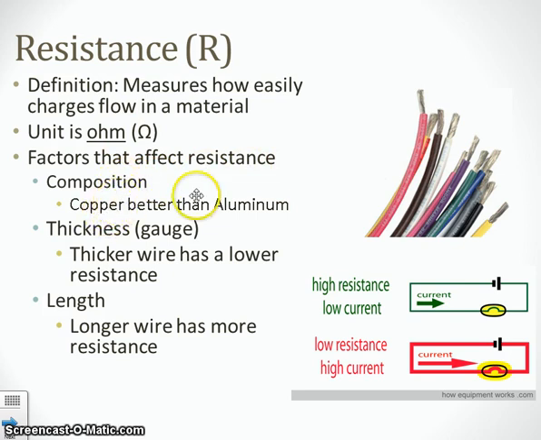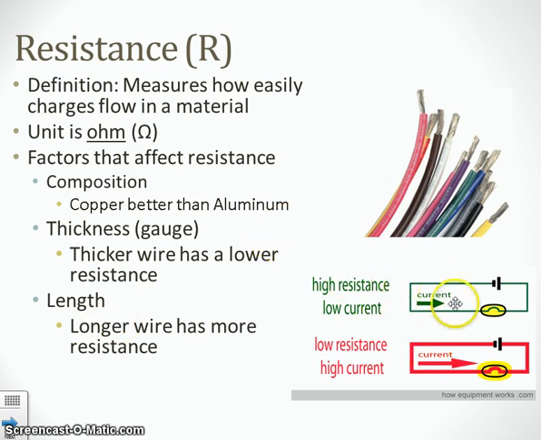So it says here copper is a better conductor than aluminum. A lot of wiring is made of aluminum. A lot of wiring is made of copper. But it turns out that copper is a better conductor, so it has lower resistance. Better than aluminum means copper has a lower resistance than aluminum. Even 2 copper wires can have a different resistance if they have different thickness or different length. A thicker wire has less resistance than a thin wire, and a longer wire has more than a shorter wire.